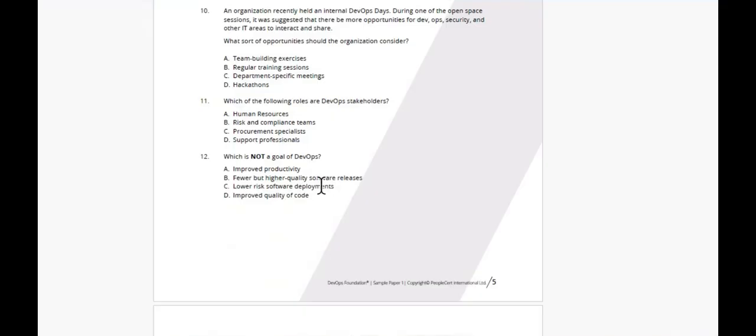What does it say? It says B, fewer but high quality software releases. Oh, I'm sorry. I misread the question. It says, which is not a goal. So then I do agree with that, right? B is the least related to a goal. So yeah, B, fewer but high. You don't want fewer releases.